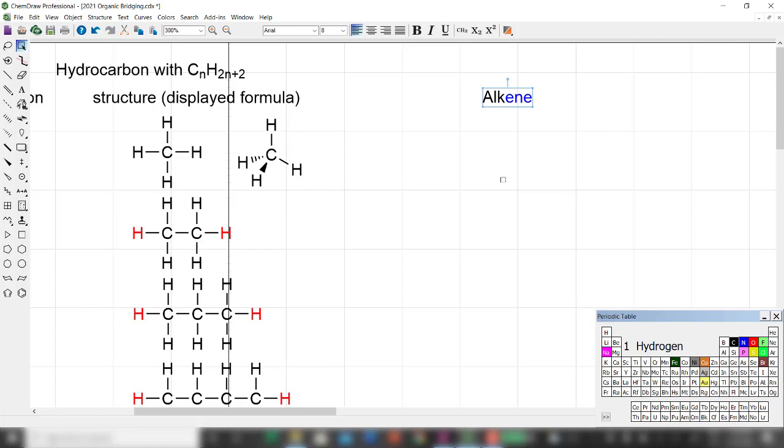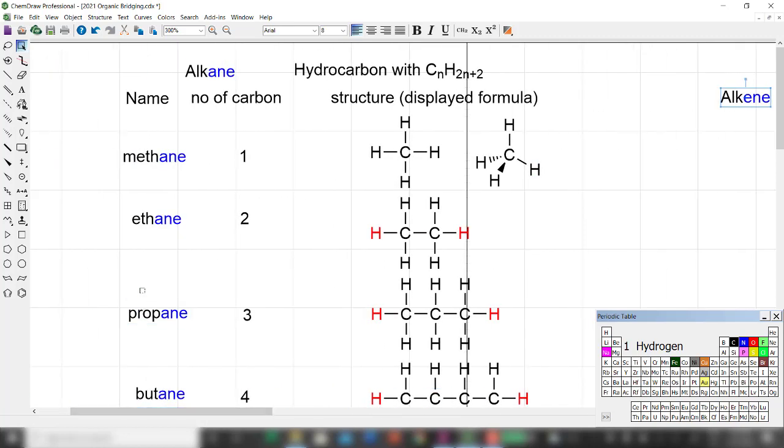So what do we do with alkene? You know that you need at least 2 carbons to form a CC double bond. So the simplest member for an alkene will not be with 1 carbon. The simplest member will actually have 2 carbons. So in the case of alkene, the first member will be ethene.